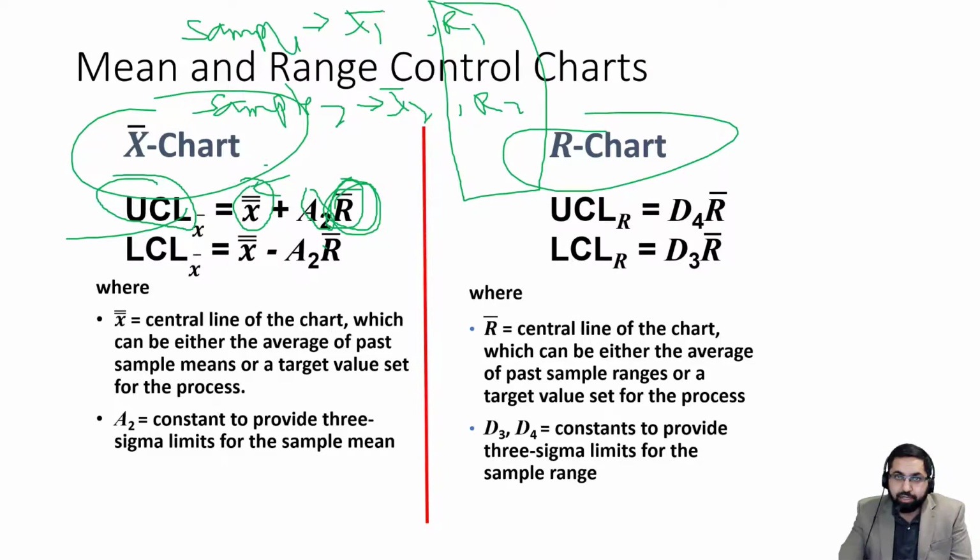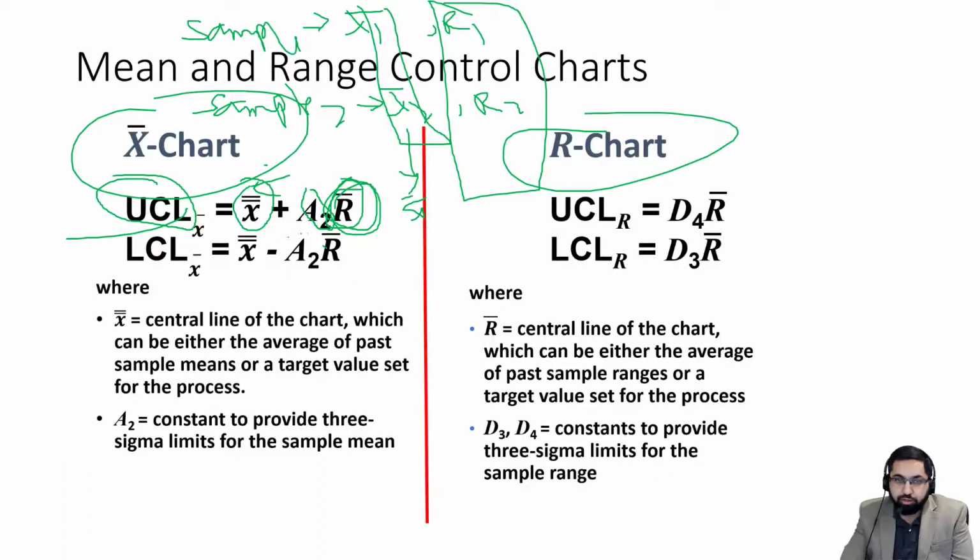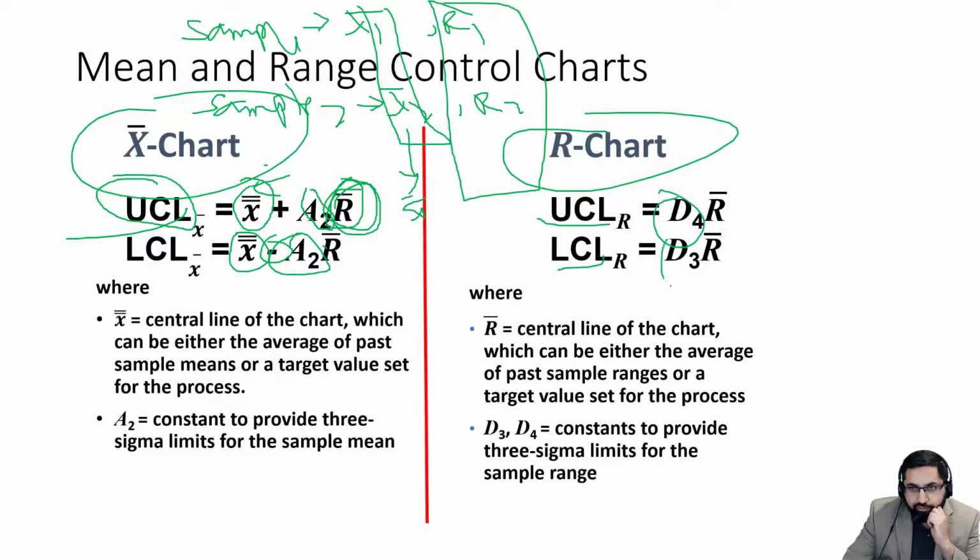And each sample gives you a sample mean. If you average the means, you get X bar bar. You take an average of the averages, you get X bar bar. And A2 you can look up based on the sample size, and so you can calculate the upper control limit, and the lower control limit is the same formula, except you subtract, so you take X bar bar minus a constant times R bar. For the R chart, the control limits are given by a constant D4 or D3 times the average range R bar.